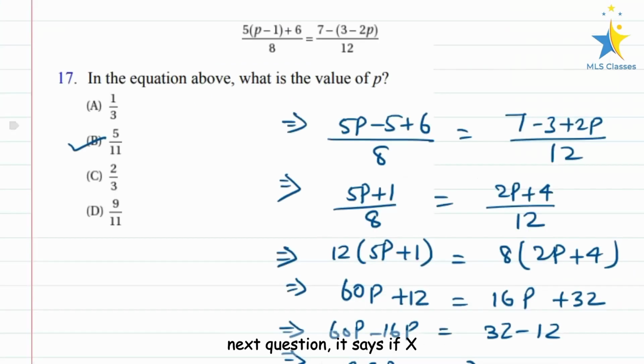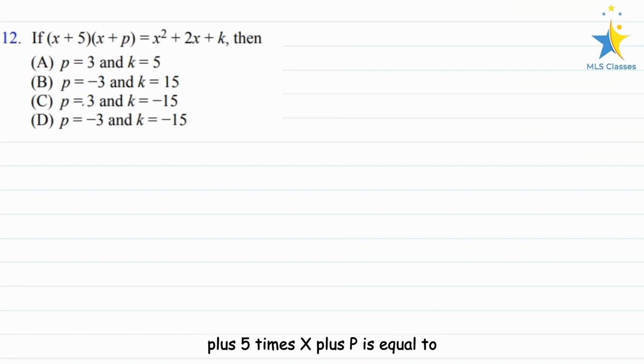It says if x plus 5 times x plus p is equal to x square plus 2x plus k, then what are the values of p and k? So we can simply use the box method or FOIL method to multiply this, and then we will be getting our answer. We just need to compare the coefficients.